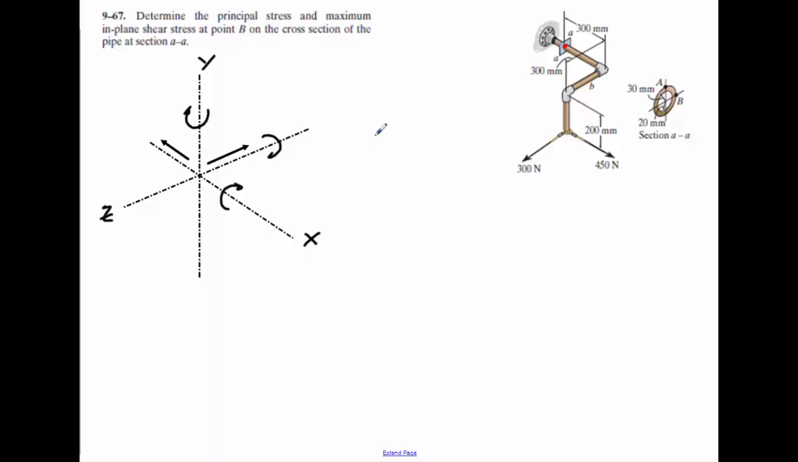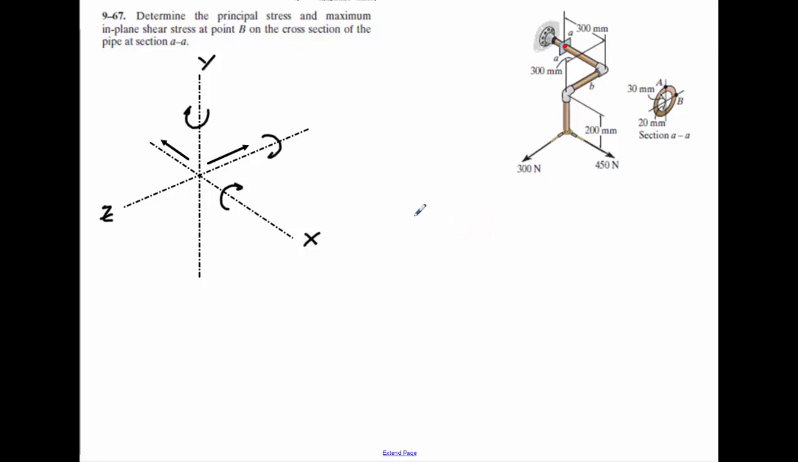Okay, this is problem 9-67. Here we want to find out what the principal stress and maximum in-plane shear stress will be at B on the cross-section here at AA. I drew basically an axis system at this point here. What we're going to do here is just sum up all the forces, sum up all the moments, and set them equal to 0.